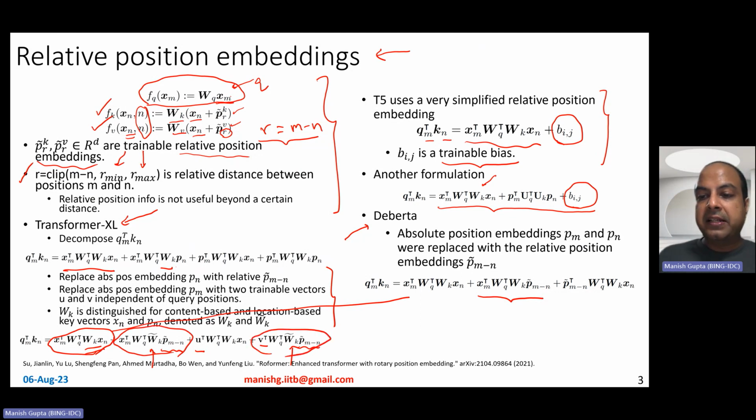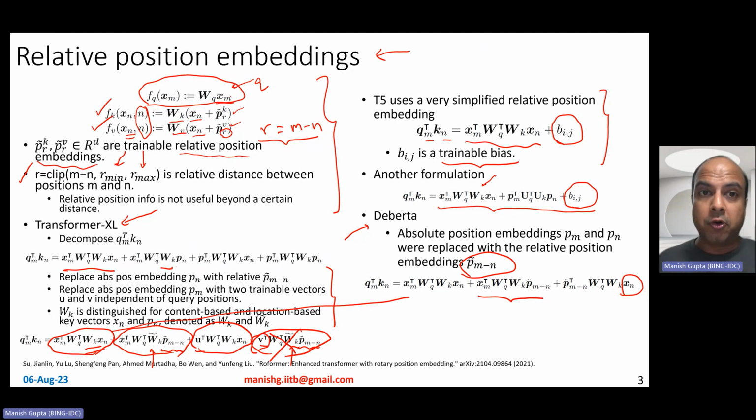But then they decided not to have this U and V kind of stuff. They just decided to have XN. So the absolute position embeddings PM and PN are replaced by the relative position embeddings. They basically took the first 3 terms, but replaced the absolute position embeddings by relative position embeddings. So that is how things have evolved.